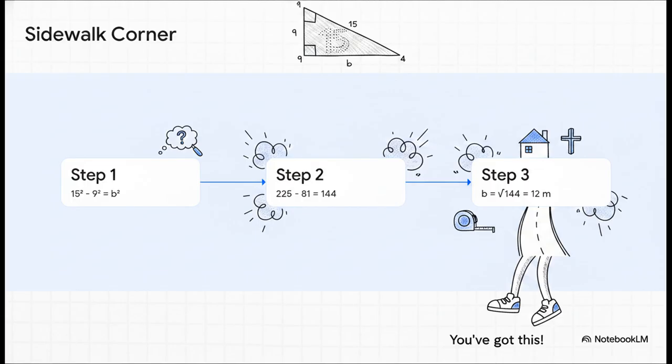Step 1, 15 squared minus 9 squared equals b squared. Step 2, 15 squared is 225. 9 squared is 81. 225 minus 81 gives us 144. Step 3, take the square root of 144, and that leads us straight to a 12-meter side. See, you totally got this.